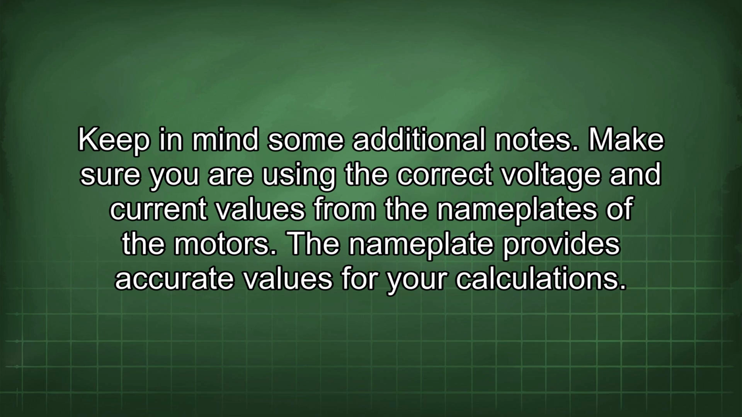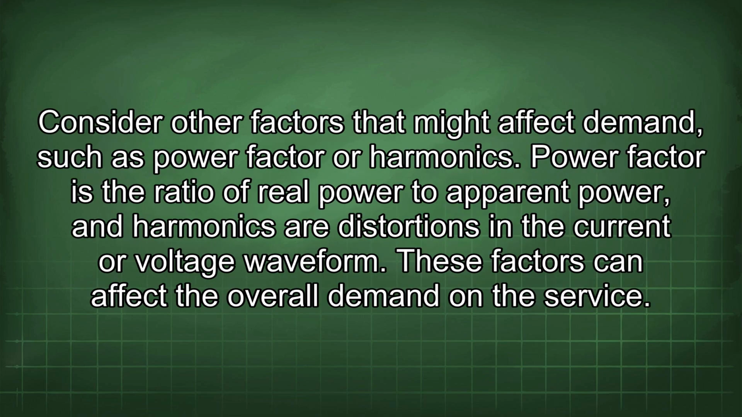Make sure you are using the correct voltage and current values from the nameplates of the motors. The nameplate provides accurate values for your calculations. Consider other factors that might affect demand, such as power factor or harmonics. Power factor is the ratio of real power to apparent power, and harmonics are distortions in the current or voltage waveform. These factors can affect the overall demand on the service.